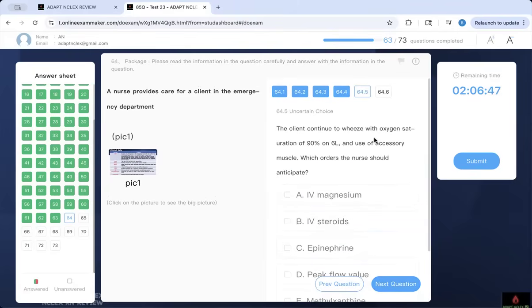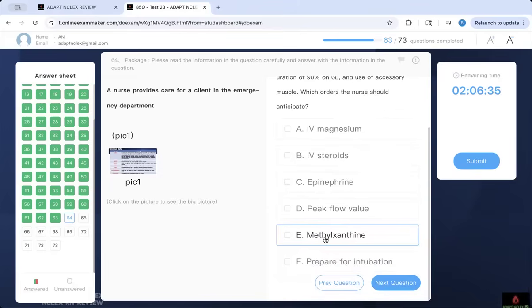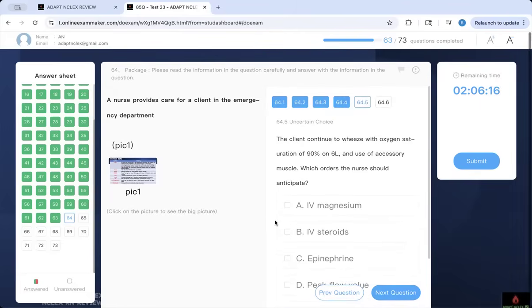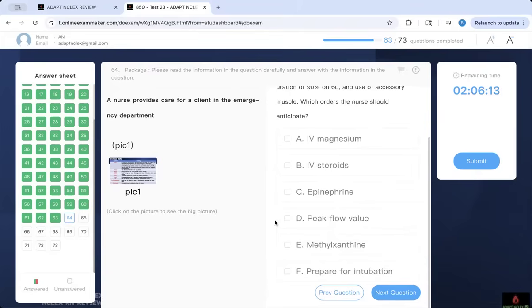The client continues to wheeze with oxygen saturation of 90% on 6 liters. Even though we give them so much oxygen, they're still on 6 liters and still using accessory muscle. Which order should the nurse anticipate? This is what we call status asthmaticus. What do you do with status asthmaticus? IV magnesium, IV steroid, epinephrine, peak flow, montelukast, prepare for intubation. What should you include?